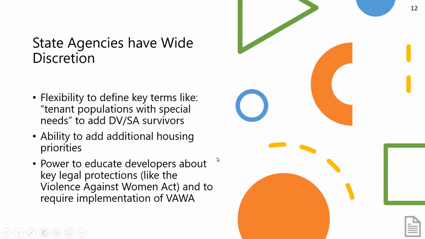The other thing that the QAP can really do, because the document is so important, because it's the sort of gateway into getting money, right, and to being able to do developments, it really is an important tool to educate developers about key legal protections like the Violence Against Women Act, and to include some requirements about how the properties, how the developers are implementing VAWA. So there's a lot that can happen in that one document. It's really very important.